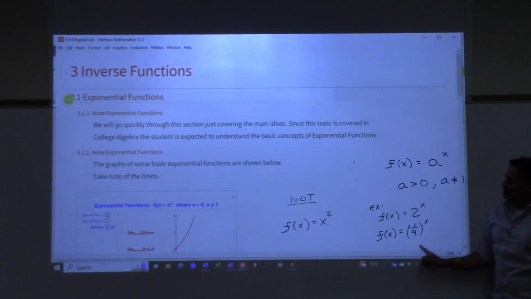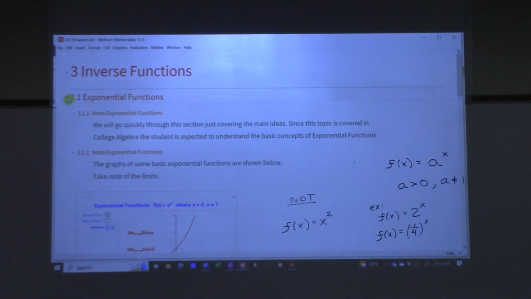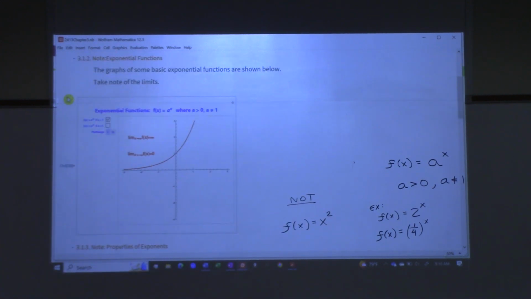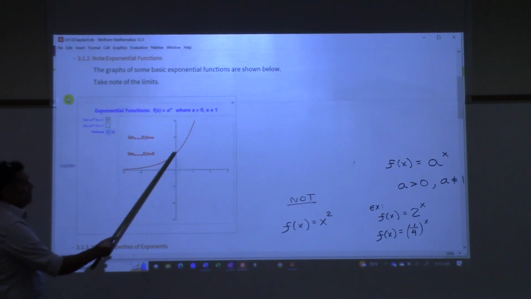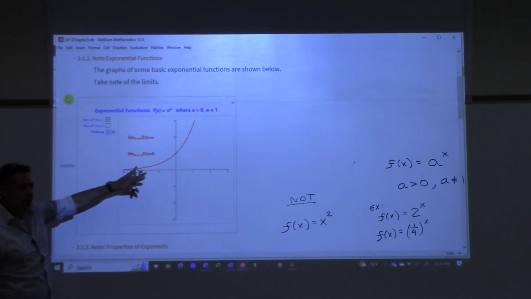And so, does this look familiar to you? Yeah? Exponentials? Okay, so what do the graphs of these look like, right? We need to just make sure we understand what the graphs look like. So I have an illustration here of what the graph of an exponential function looks like. This is kind of a general picture.